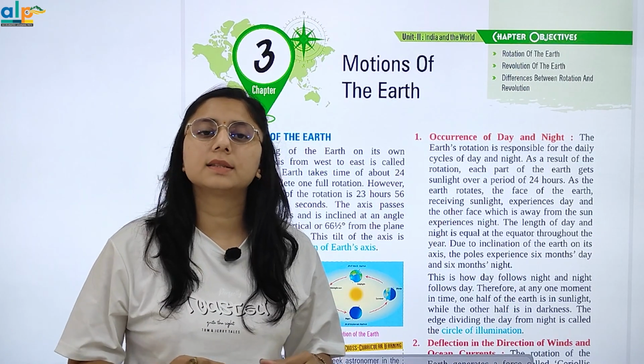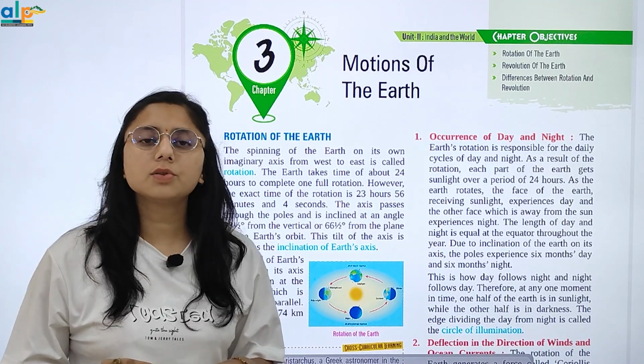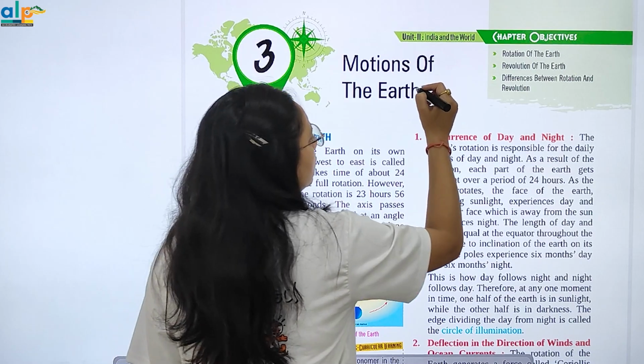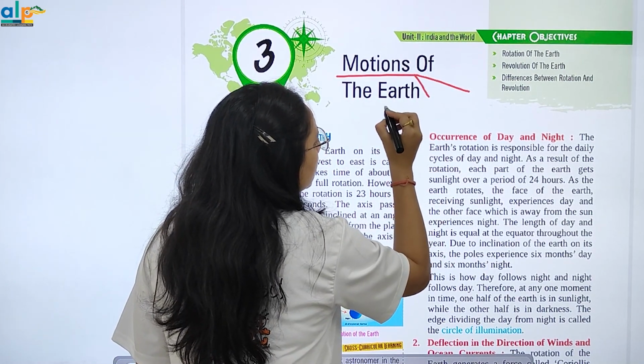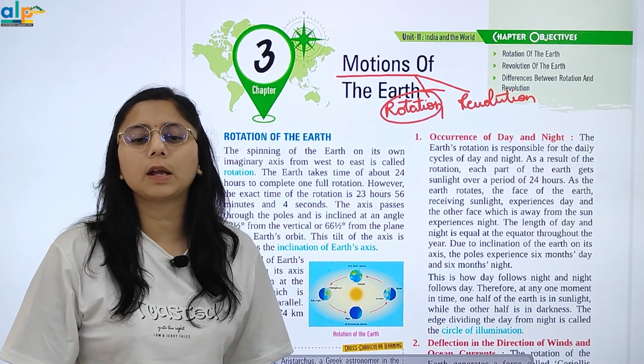Now children, today let's start with chapter number 3, that is motions of the earth. In this chapter we will study two types of motion, rotation and revolution. Our earth makes two kinds of motion: one is rotation, the other is revolution. In rotation it takes 24 hours and in revolution it takes 365 days.